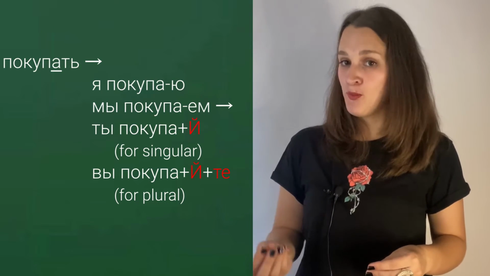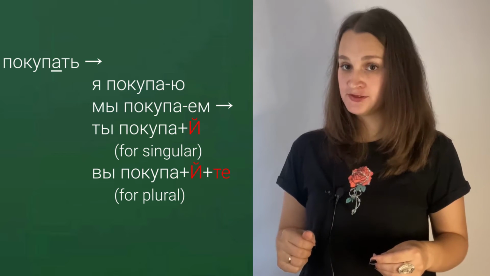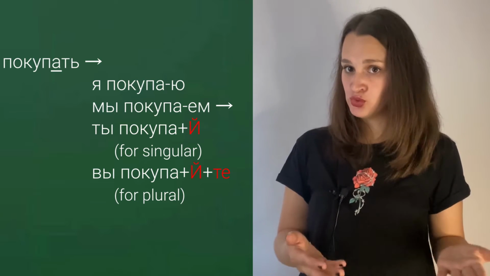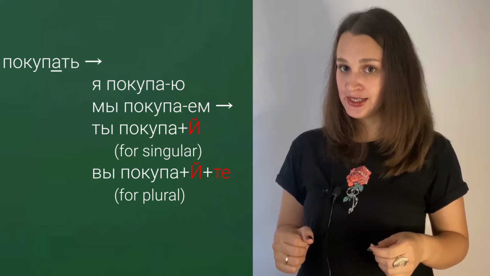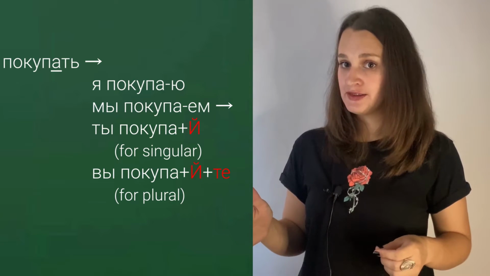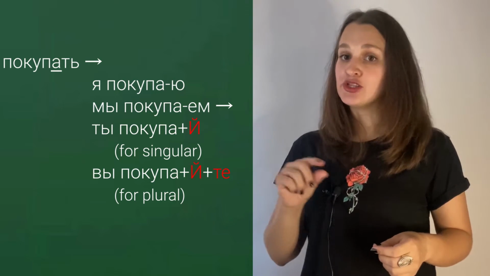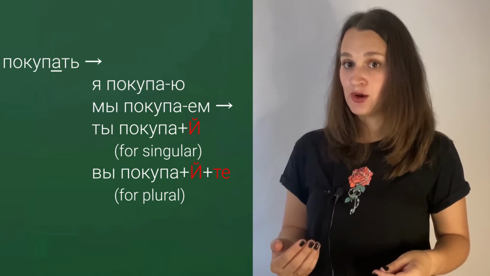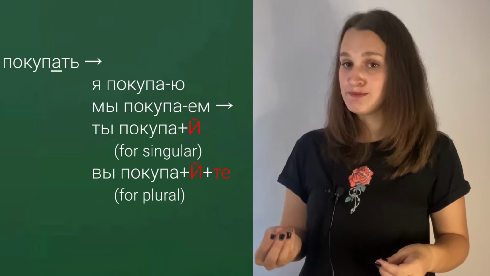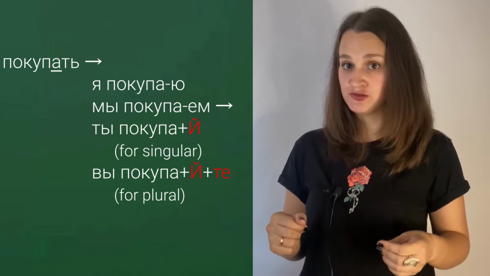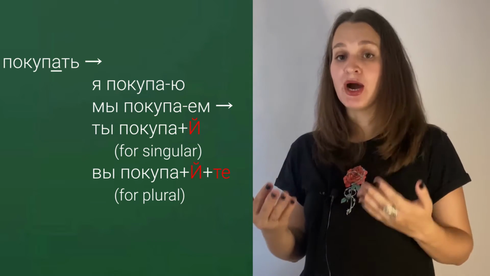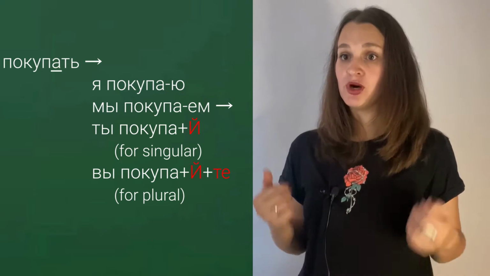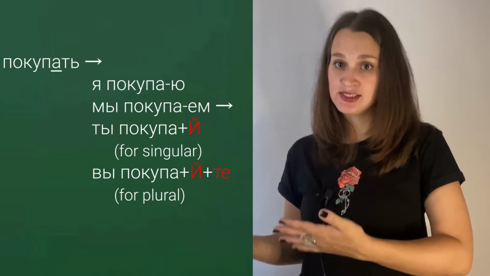The verb покупать. This verb is imperfective, and in the present tense the forms will be я покупаю, мы покупаем. Let's throw away the endings for я and for мы, and we will have the stem покупа. The stem ends on the vowel а. That's why the singular imperative form will be ты покупай. The plural imperative form will be вы покупайте.